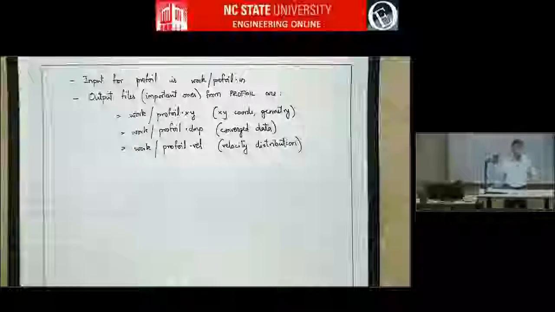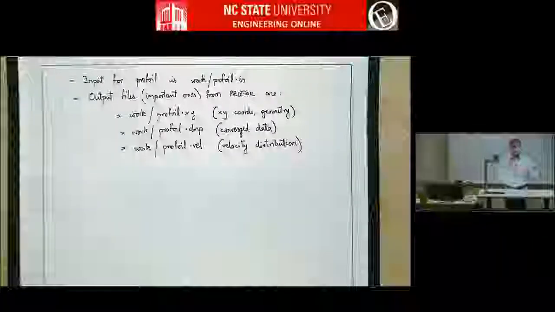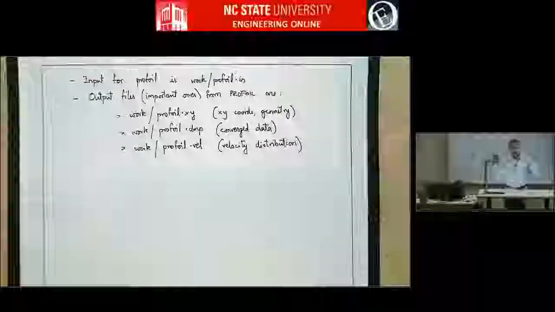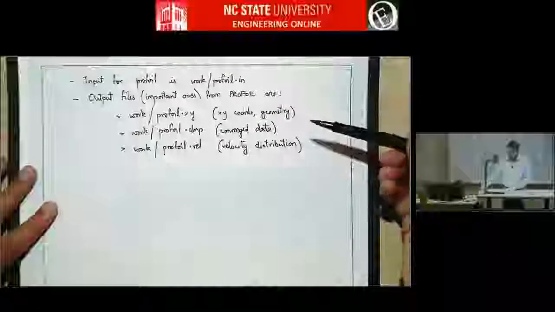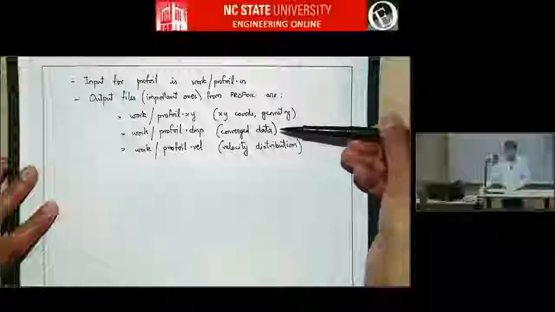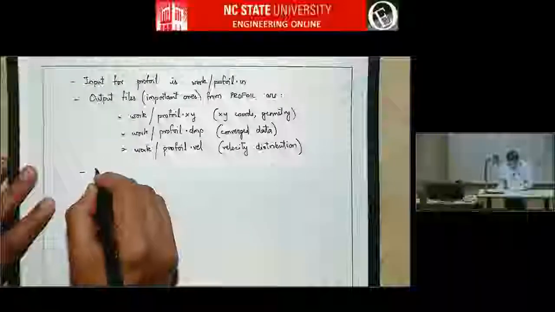So this is what the Fortran code does. The Fortran code will read this. It'll run the whole design method, conformal mapping, and all the complicated stuff. And then when it's finished, it'll write out the files. It'll write out the XY coordinates, it'll write out the converged data and the velocity distribution. And mfoil will now read these.